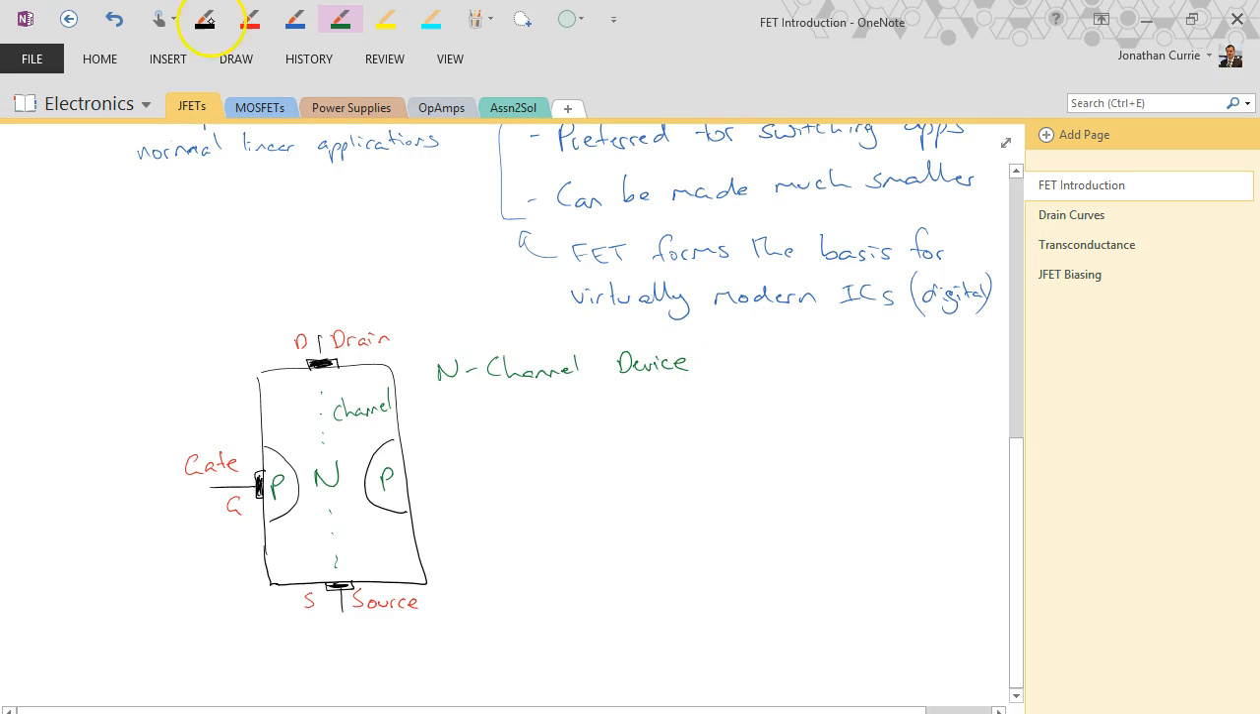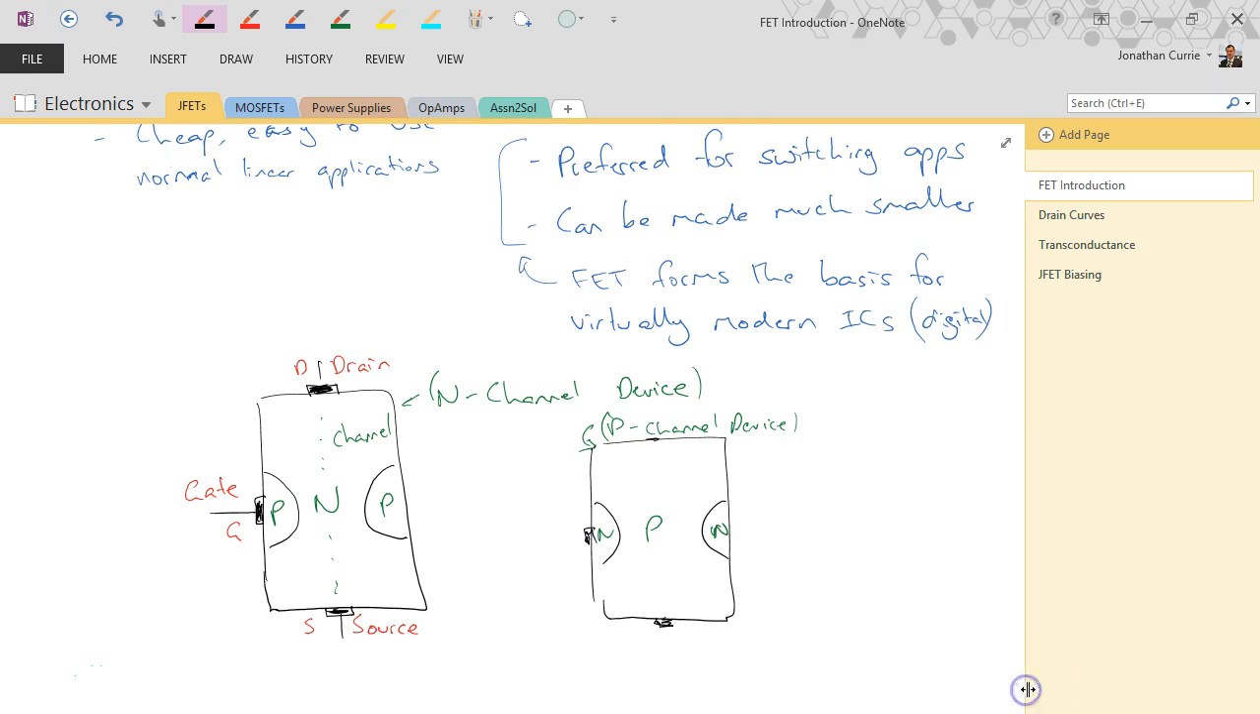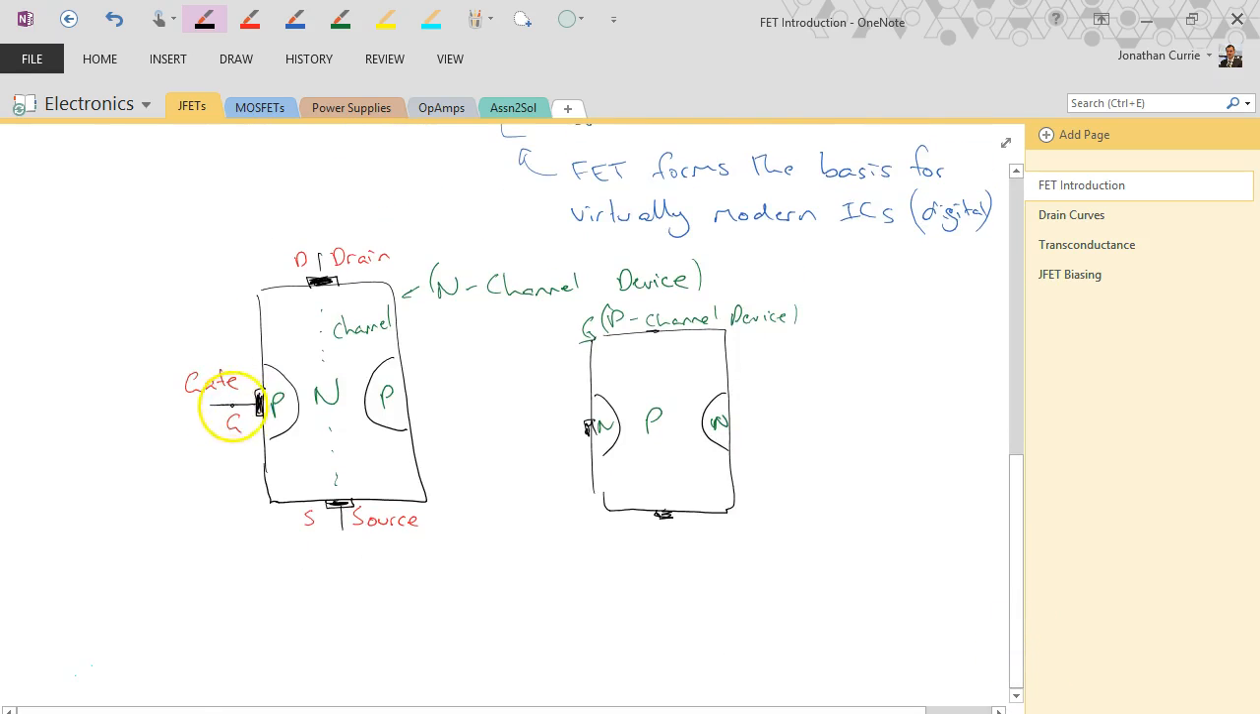You can also get, less commonly, p-channel devices, which would be just the opposite: N in these little areas here, and P in the middle here. So this is a p-channel device. Those are the two main versions of JFETs, and they have the same terminals on both of them. Now, looking again at our FET here, a couple of interesting things. One is the fact that the gate actually has a really high input impedance. Because of that, very, very little current flows through here. So normally we say that IG is equal to zero, practically.